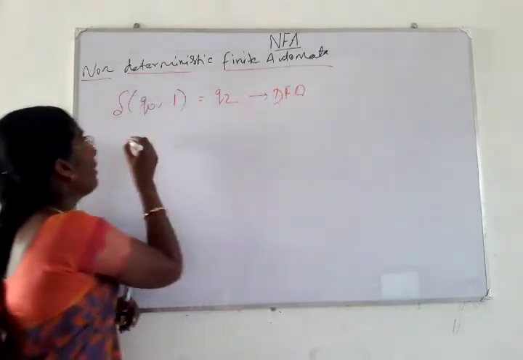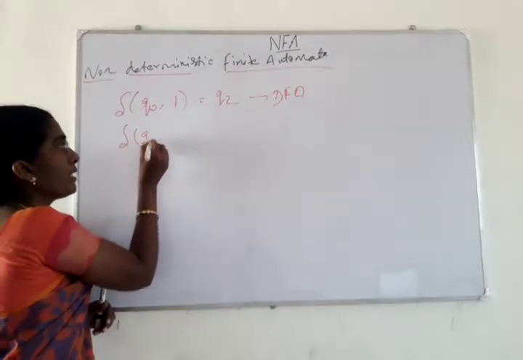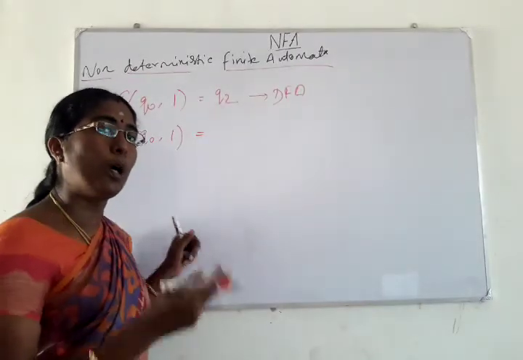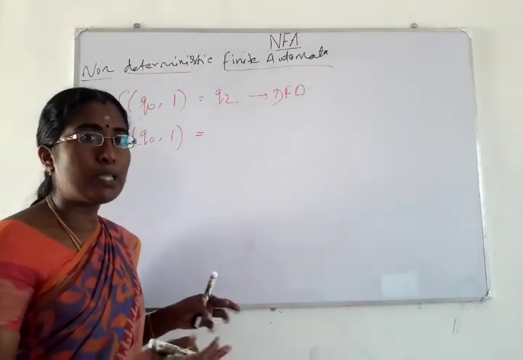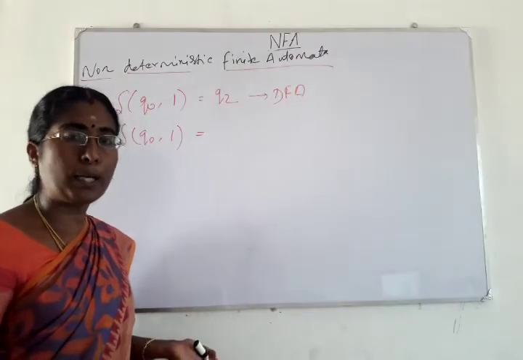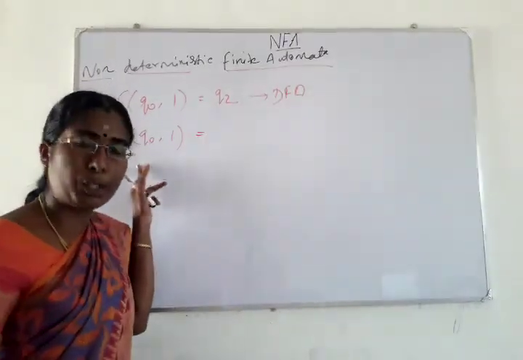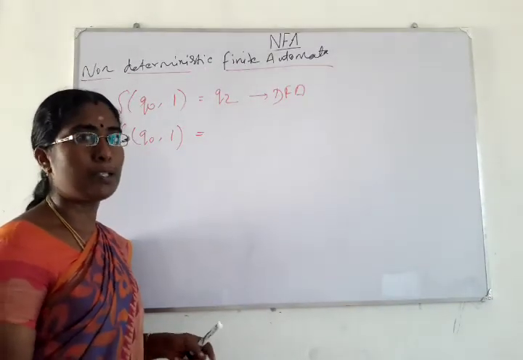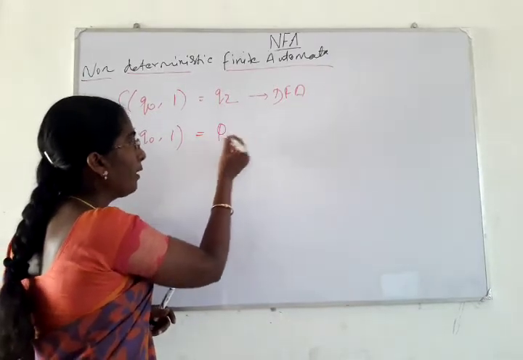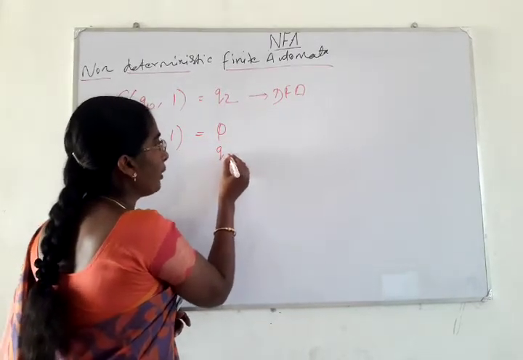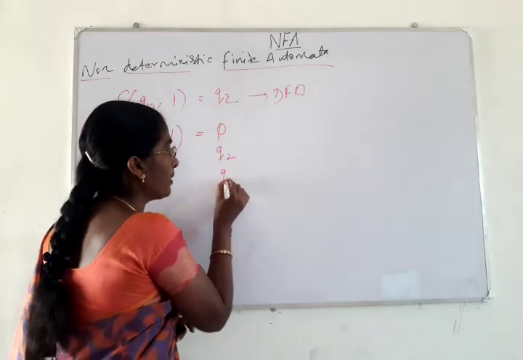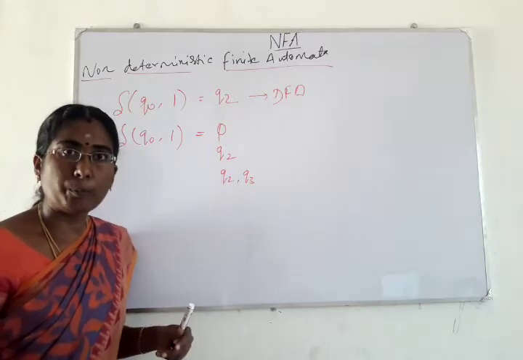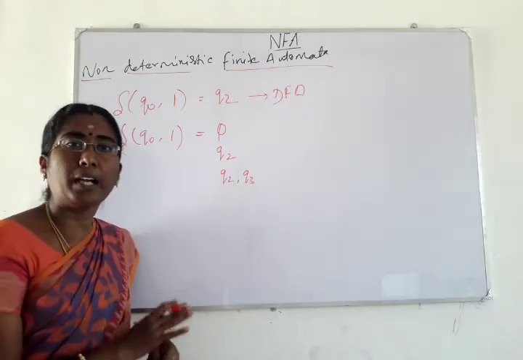But in NFA, the arguments are the same, that is a state comma input symbol, but that leads to 0, 1 or more states. That is, there is no transition for the symbol 1 from the state Q0, or it has only one transition, or it has more than one transition. Either it is equal to φ, or a single state Q2, or two transitions, that is Q2, Q3. Like this it can have more than one transition also. This is the major difference between DFA and NFA.